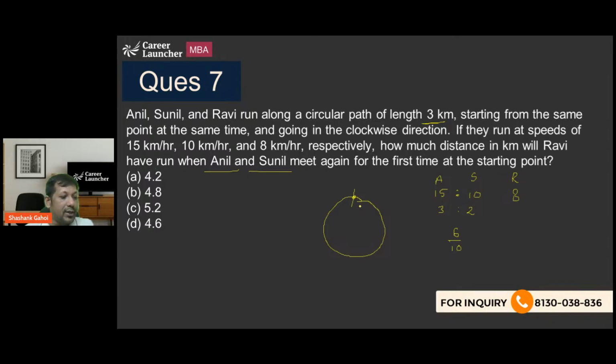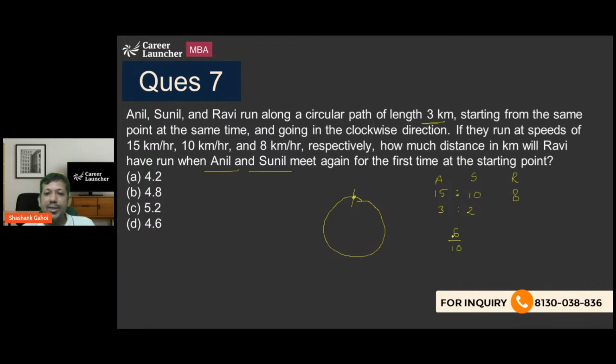Now, what is the question saying? The question is saying in the same time, how much will Ravi run? So Ravi is running. Ravi is not meeting. The question is saying Ravi is running. But Ravi is running. Right. When these two people meet, how much has he run?